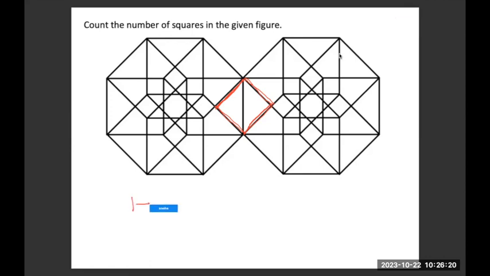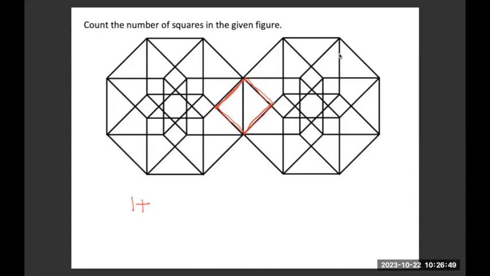So 1 plus. Then I'll start counting figures which will be repeated on both the sides. That will be the easiest way. Because apart from that, all the squares you just have to count on one side and multiply by 2.